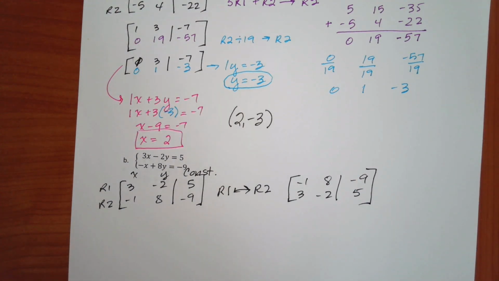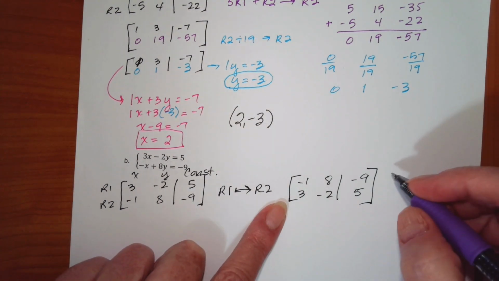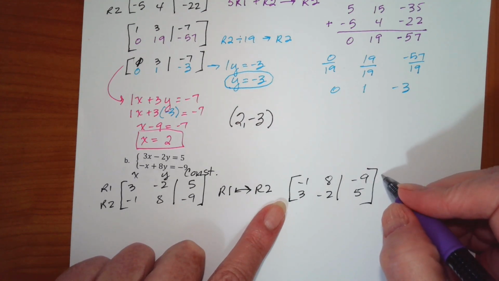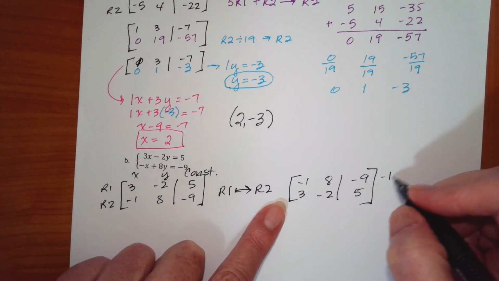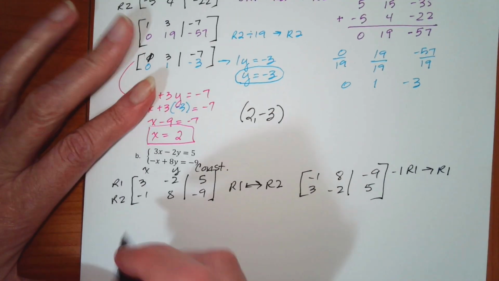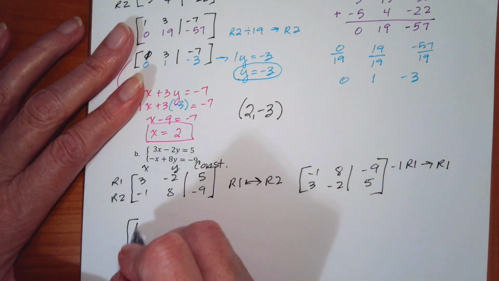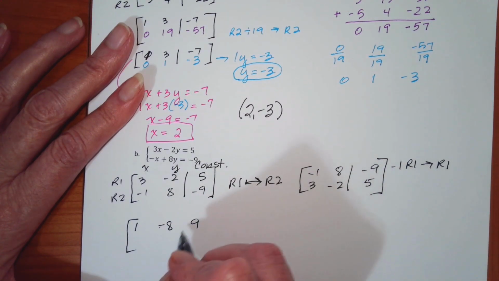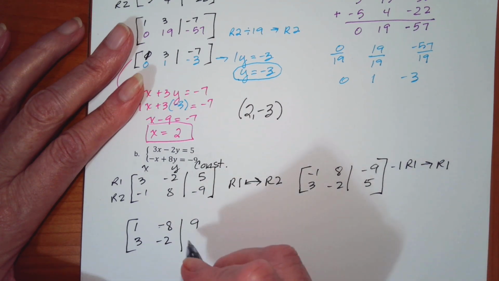Okay. So let's see. In my top row here, I want that as a positive one. So I'm just going to take -1 R1 into R1. And I don't think that's going to be a big deal. That means I'm just going to change the sign on everything. So this becomes 1, -8, 9, and 3, -2, 5.